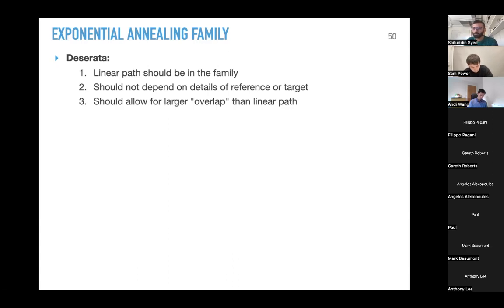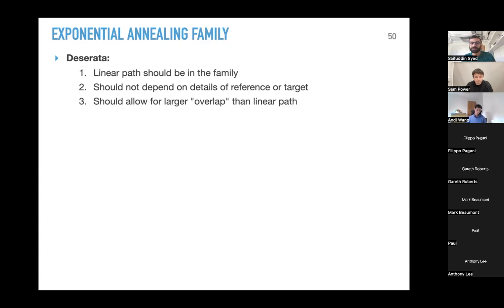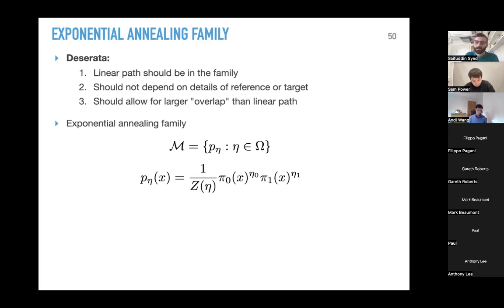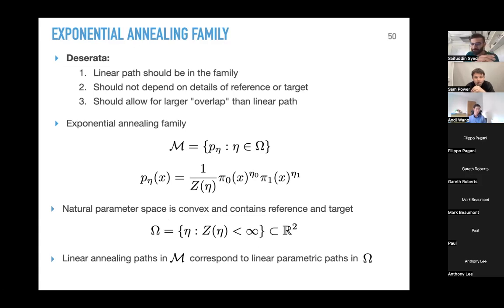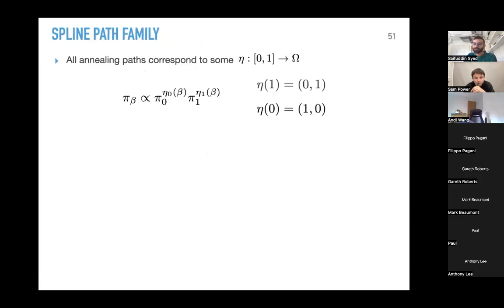But in practice, we are given a reference and a target, and we want to design a path to work with in a very general setting. So we can replace the problem of finding an annealing path by designing parametric families that these paths can live within. The most natural extension of the linear path is an exponential family. So if I look at the exponential family generated by the reference and the target, in this space, parameterized where the parameter space corresponds to the inflation of the variance of both the reference and the target, the linear paths in our distribution space correspond to linear curves in our parameter space. And what this means is that we can well approximate pretty much any annealing path by looking at splines.